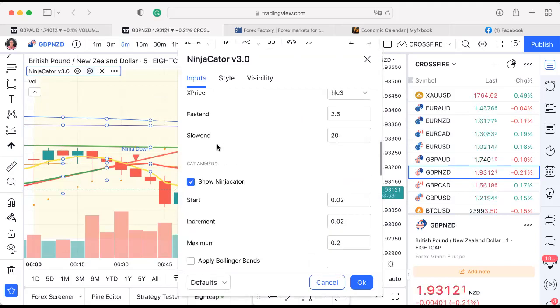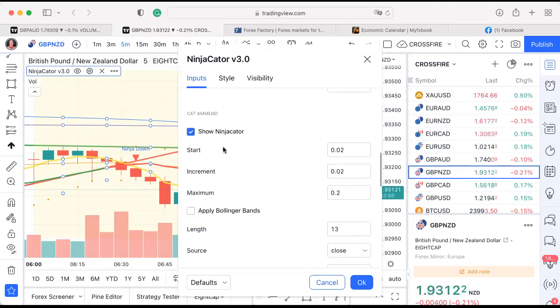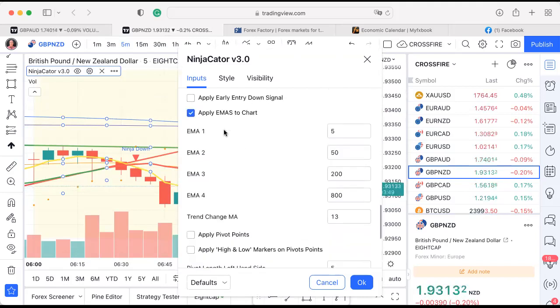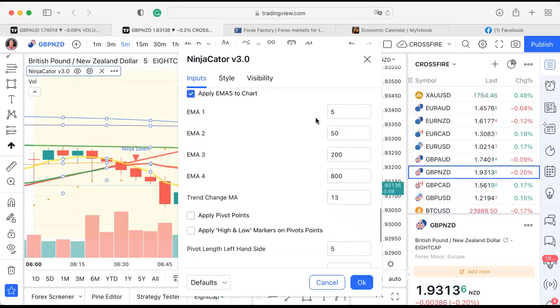Actually, I think I need to update that. I think we might have got a 3.1 version. I'm not 100% sure. But the EMAs, there we go. I've got EMA number 1 set to 5, EMA 2 is 50, 3 is 200, 4 is 800, and the trend change, the one that changes color, is the 13. Those are my settings. So you've got 5, 50, 200, and 800. Yeah. And the trend change is 13. Yeah, that's right. Great, that's what I've got.